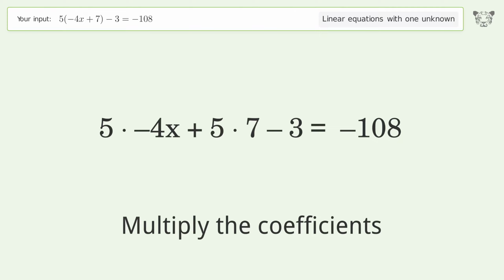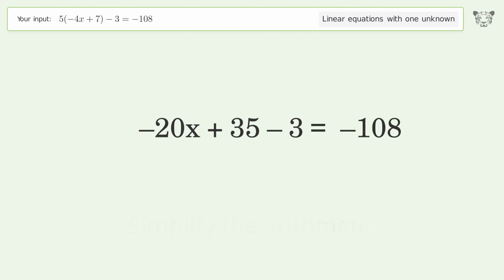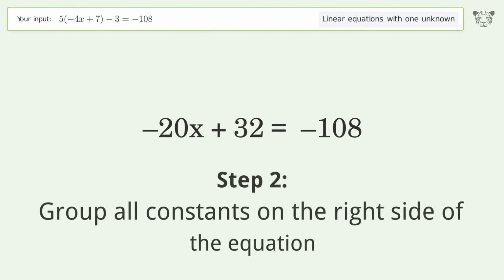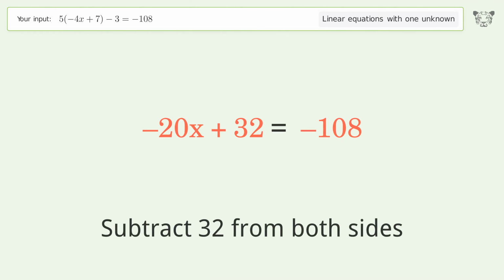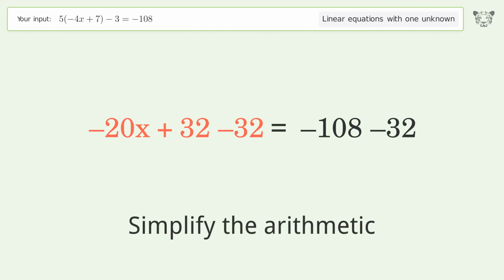Multiply the coefficients. Simplify the arithmetic. Group all constants on the right side of the equation. Subtract 32 from both sides. Simplify the arithmetic.